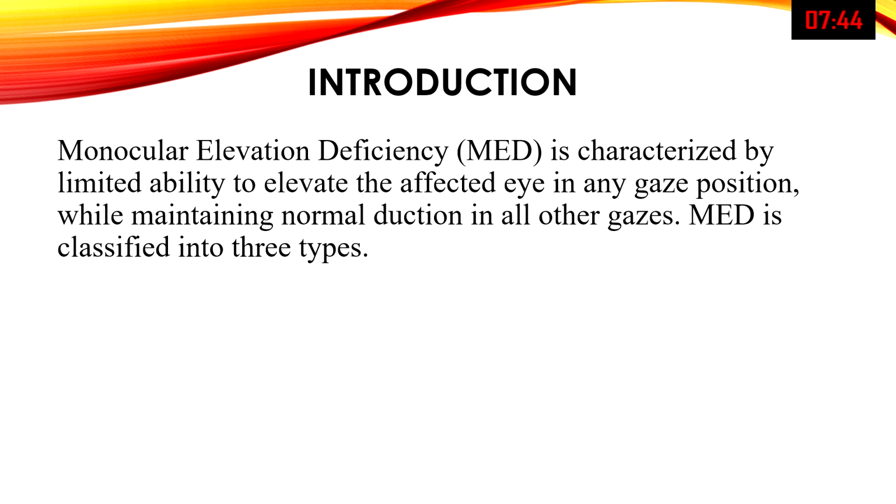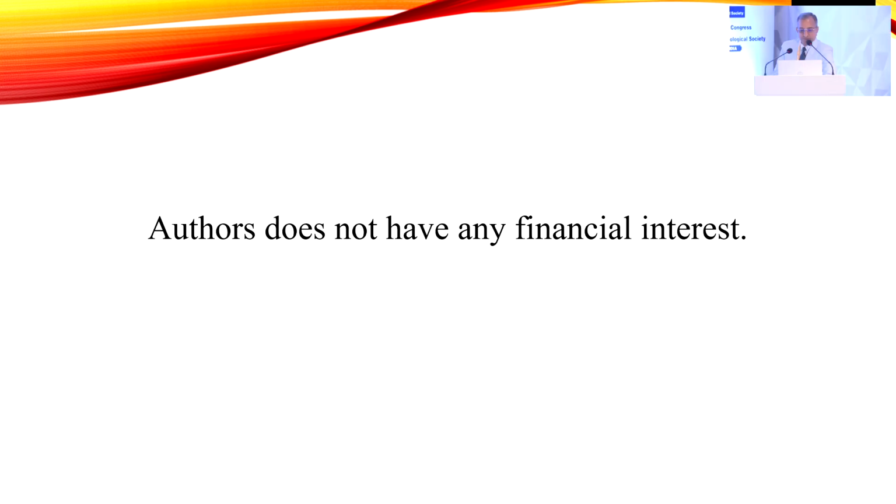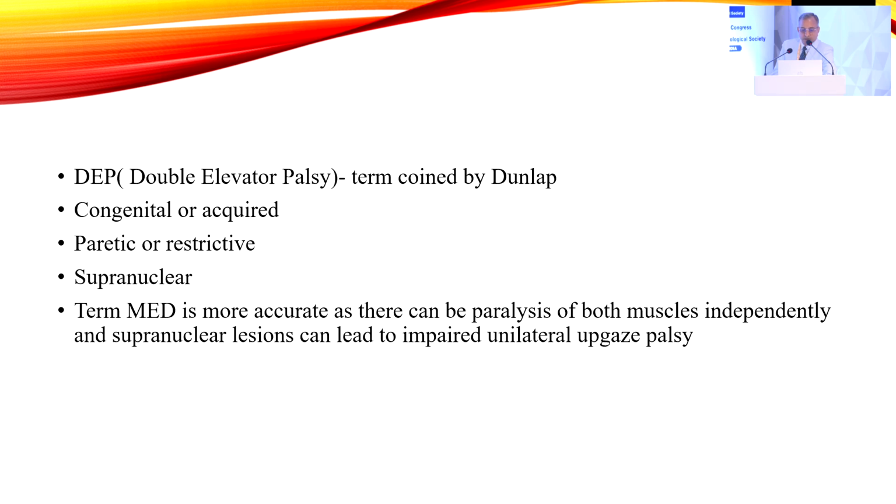Basically, monocular elevation deficiency is characterized by limited ability to elevate the affected eye in any gaze position while maintaining normal movements in all other gazes. And this MED is classified into three types. The initial term was double elevator palsy, which was coined by Dunlop.